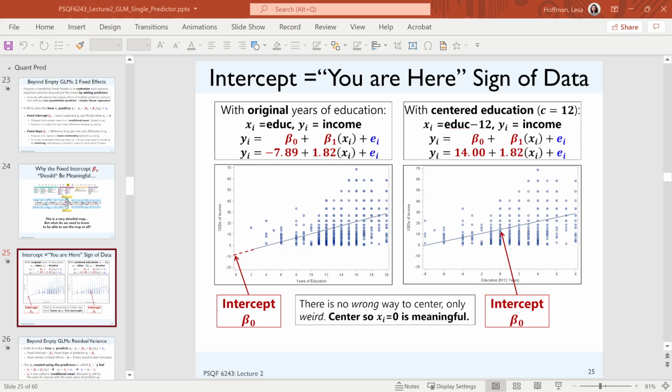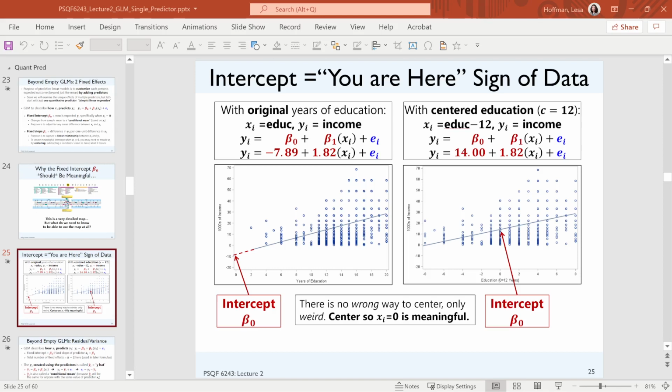It's a meaningful place to know where you're starting. Yeah, it's redefining your predictor so that 0 is meaningful. So you can think of your model as being centered with respect to what the intercept represents, like the "you are here" sign in an airport map. The intercept is going to be the expected outcome when all your predictors are 0.